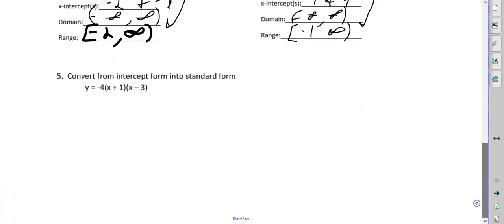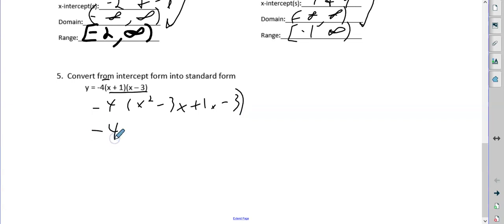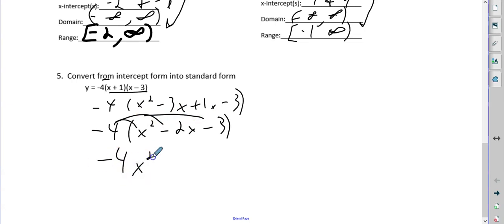All right, convert into standard form. That just means multiply and then distribute. So I'm going to leave the negative 4 and just multiply. So x times x is x squared. Then I'm going to have negative 3x plus 1x on the inside, and then negative 3 here. I'm going to combine like terms before I distribute. So I'm going to get x squared minus 2x minus 3. And then remember, send this negative 4 here, here, and here. Which is going to give me negative 4x squared, positive 2 times 4 is 8x, and positive 12. Gives you the negative times the negative.